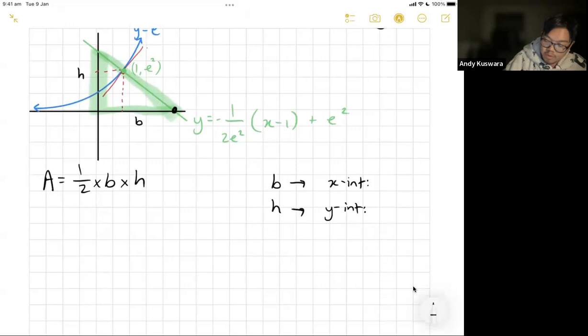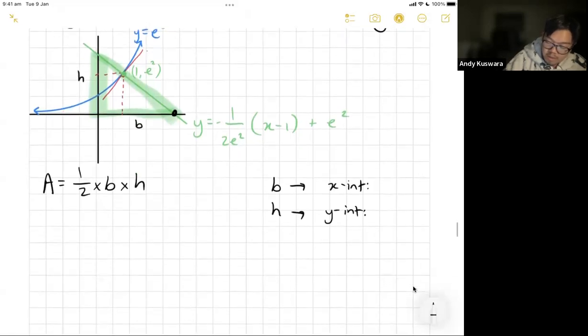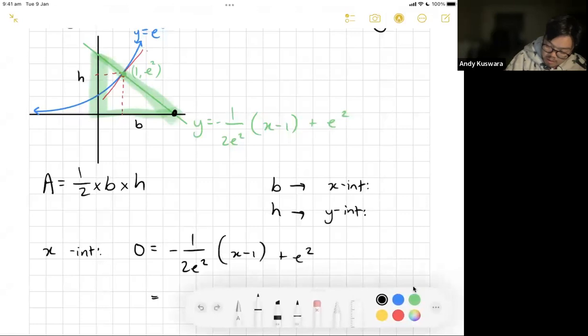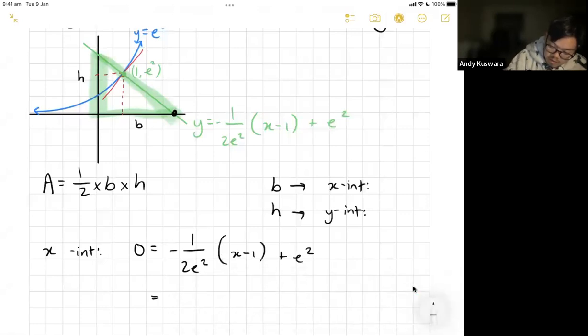So looking at this, what is my x-intercept? How do I find it? I let y equal 0. So I'm going to let y equal 0. Say 0 equals -1 on 2e squared, bracket x minus 1, plus e squared. Multiply both sides by 2e squared. That's going to give me 0 equals -1 bracket x minus 1 plus 2e to the 4.